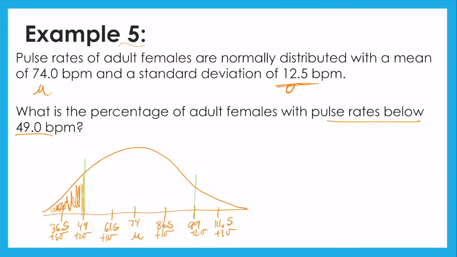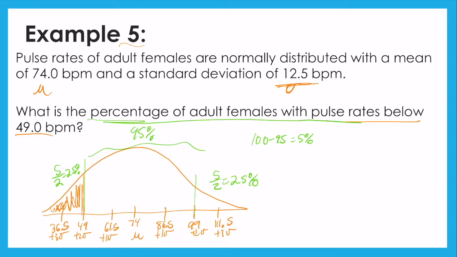So using the 68, 95, 99.7 rule, I have 95% of data. That means that I got 5% left over. So we take 100 minus 95, I get 5% left over, but that's distributed between 2 tails because our graph is symmetrical. So that leaves me with 2.5% in each tail. The percentage of adult females with pulse rates below 49 beats per minute was 2.5%.